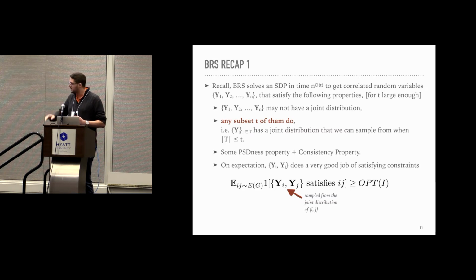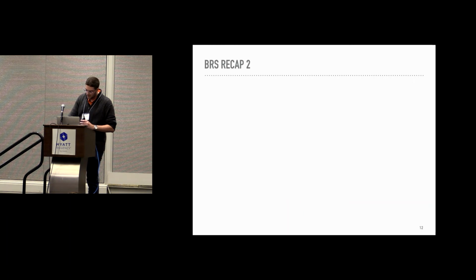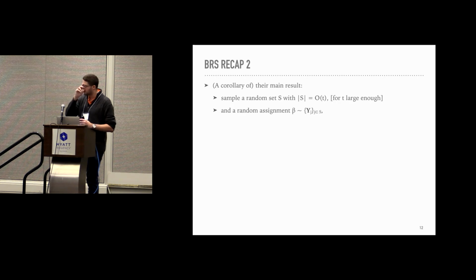Okay, so this doesn't readily give you an algorithm because there is no way to sample from the distribution y_1 to y_n, because there is no distribution that is consistent with that. But what we want to do now is make this into something we can sample from using independent sampling. So I want to modify this distribution a little. This is what Barak, Raghavendra and Steurer do. They sample some set with order t variables, and then they sample an assignment to the set, and then they condition all the variables on this assignment.